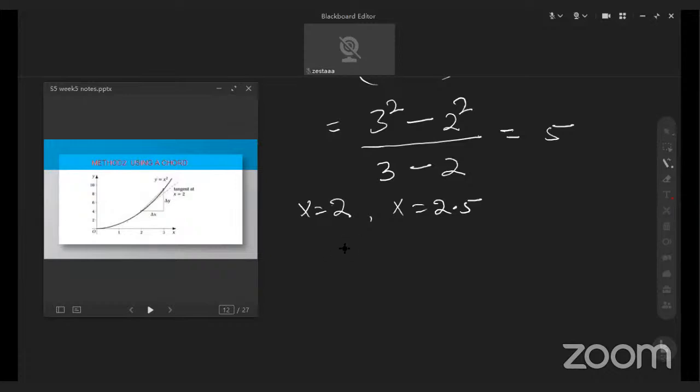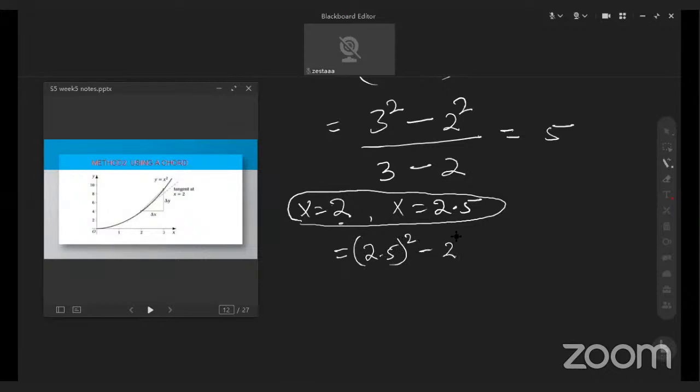So I think it would be, wait, the 3 remains. No, our x is changing from 2 to 2.5. So 3 squared minus 2.5 squared. Remember, it is now this. It's not 3 now. This is what we have: 2.5 squared minus 2 squared, out of 2.5 minus 2. So this will give us.